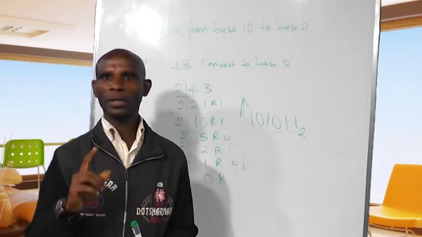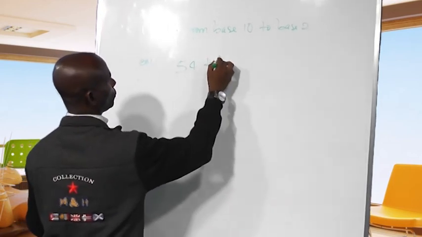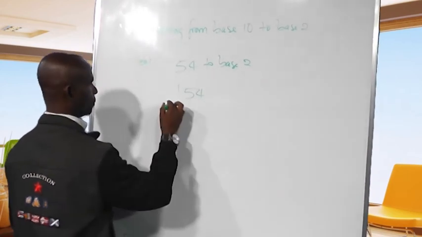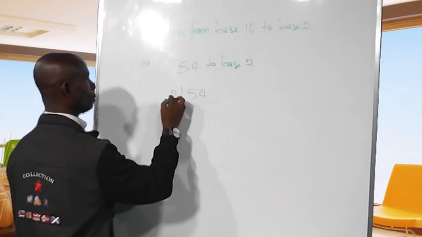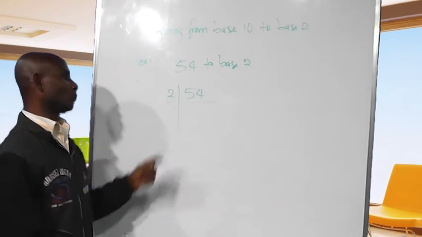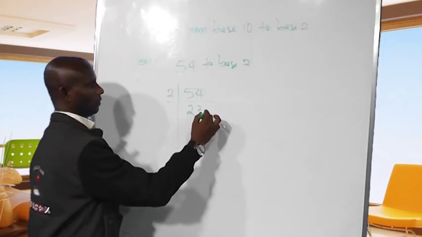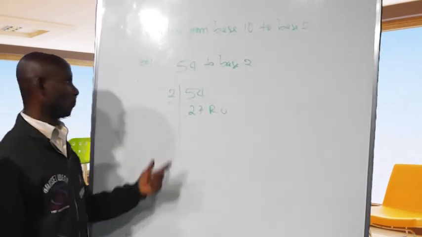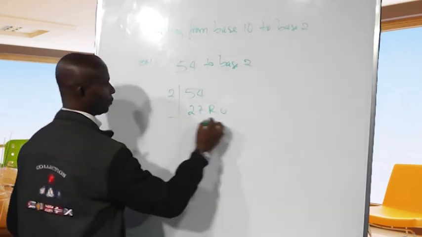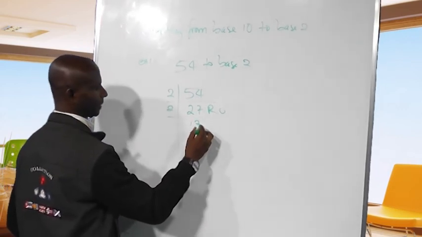Let's take one more example. Convert 54 to base 2. Now we have 54 here. We have to divide by 2 continuously. 5 divided by 2 is 2. 14 divided by 2 is 7. Remember what? 0. Because we know that 2 times 27 is 54. Now we divide by 2. 27 divided by 2 is 13. Remember 1.